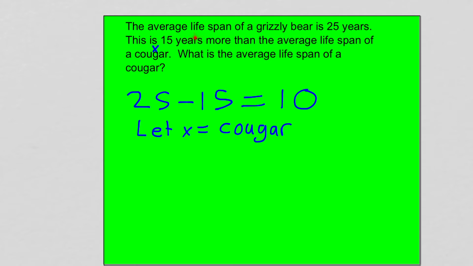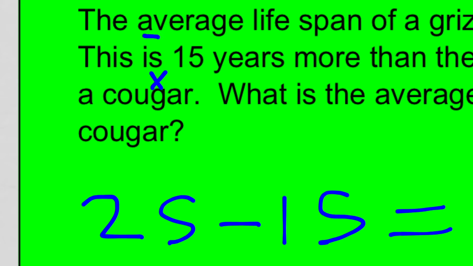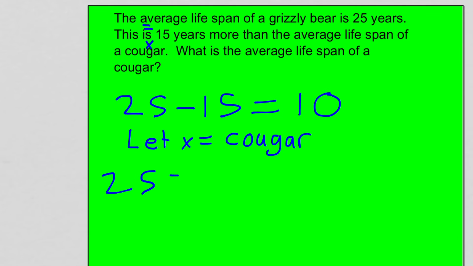Well, it says in the problem, the average lifespan of the grizzly bear is 25 years. Okay, I'll start with that: 25 years. This very often can represent equals. So this is 15 years more than the average lifespan of a cougar. Well, the average lifespan of a cougar is x, so 15 years more than that would mean plus, would be x plus 15.